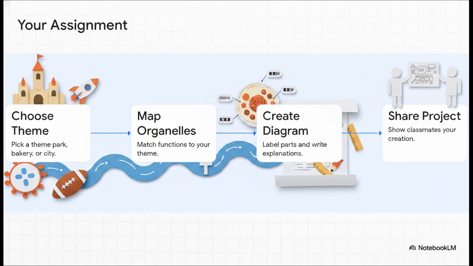Step 2. Map out those organelles. Figure out what part of your theme perfectly matches the function of the nucleus, the mitochondria, and all the rest. Step 3. Create a beautifully labeled diagram and write up a short explanation for each of your pairings. And finally, step 4. Share your creation with your classmates. This is your chance to really show off your imagination.